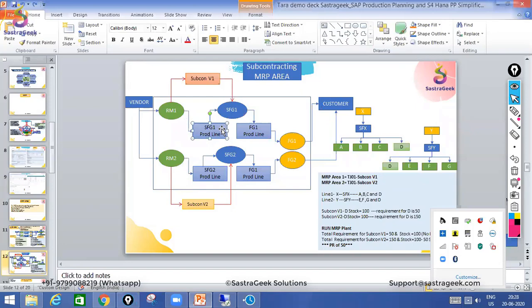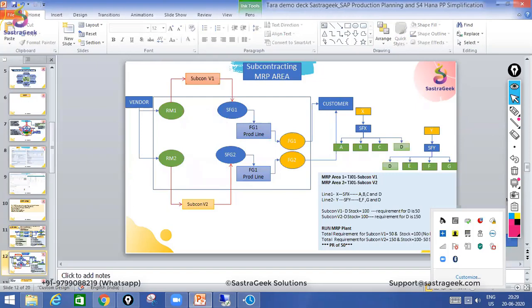So now the scenario will be like this. I'll remove this production line from here. Now I have removed this production line, and for that production line, I found some subcontractor vendors, V1 and V2. They will do the semi-finished material production for me, and they will supply semi-finished material to me. For that, I'm going to send raw material to the subcontractor, and the subcontractor will give me semi-finished material, and then I'll start my finished material production line and do my production. Now this is my subcontracting.